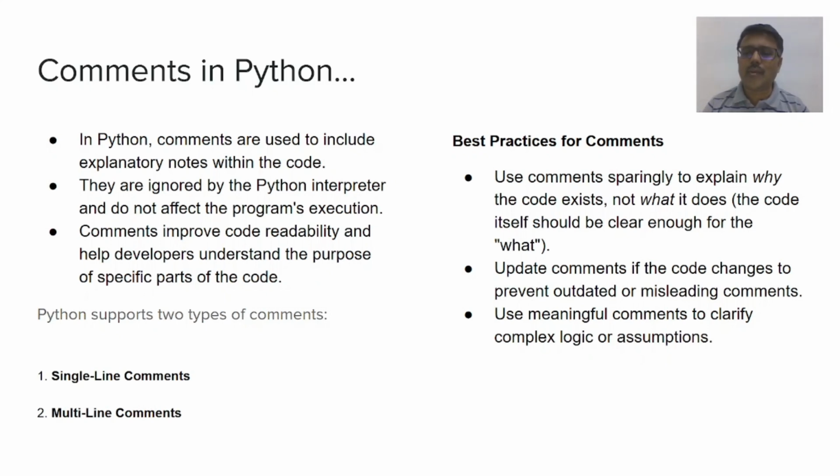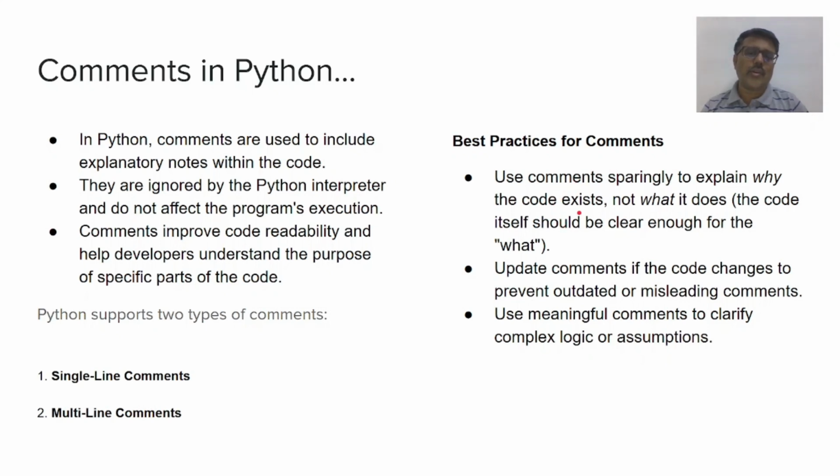In Python, we have two types of comments: single line comments and multi-line comments. I'll show you how to write them with an example. And before that, let's quickly understand the best practices that you need to follow for comments. Use comments sparingly to explain why the code exists and not what it does. The code itself should be clear enough for the what. So you should only explain why you are writing that code, because most people write entire comments on what the code does, which is not required.